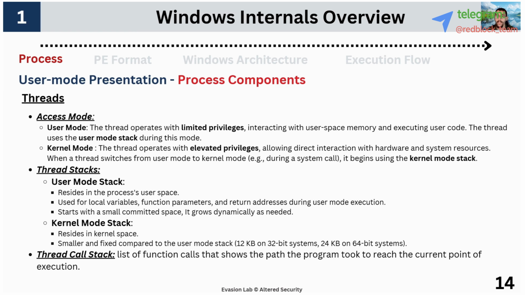The kernel mode stack resides in kernel space, making it inaccessible to user mode applications. Unlike the user mode stack, the kernel mode stack has a fixed size: 12 kilobytes on 32-bit systems and 24 kilobytes on 64-bit systems. And the last thing is the thread call stack. It's a list of function calls that represent the execution path a thread has taken to reach its current point. It shows which functions were called and in what order, helping developers to trace the flow of execution.